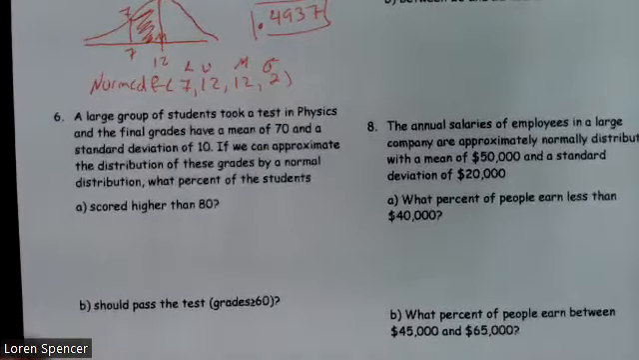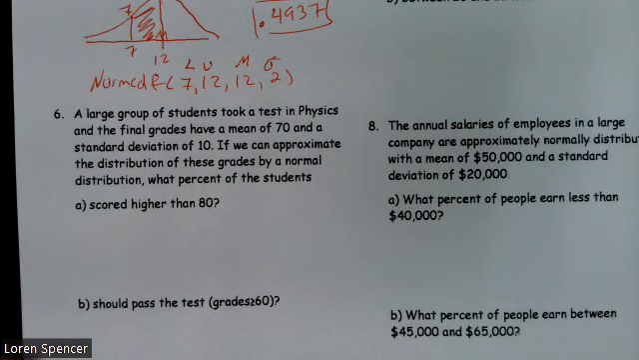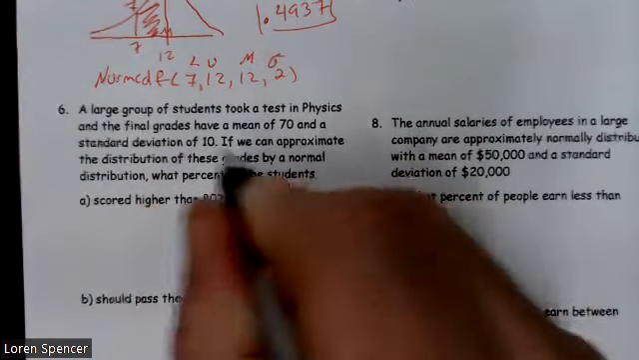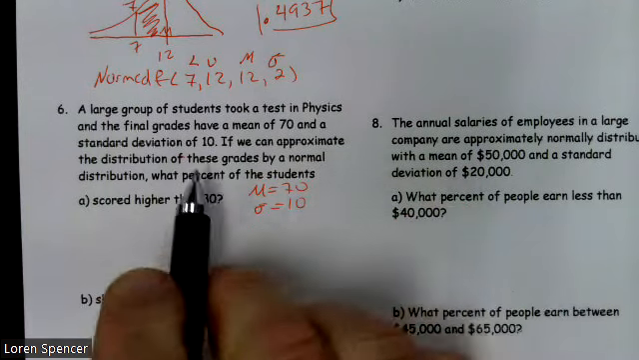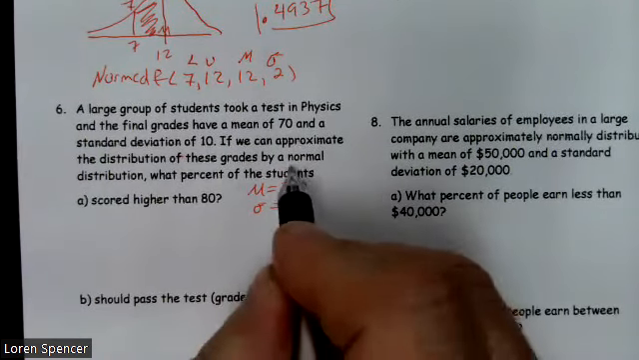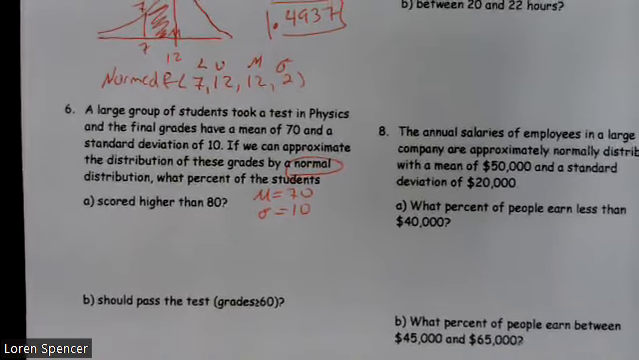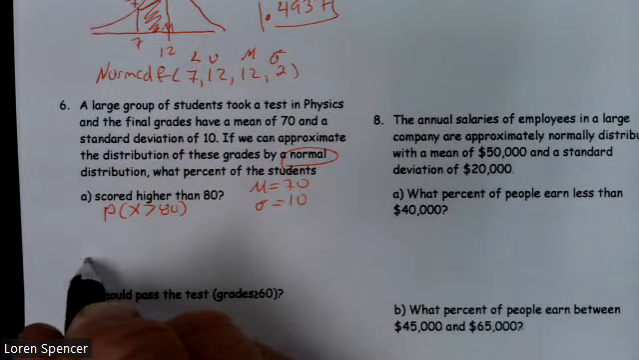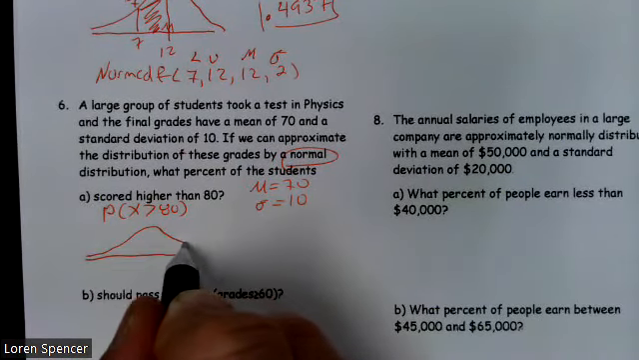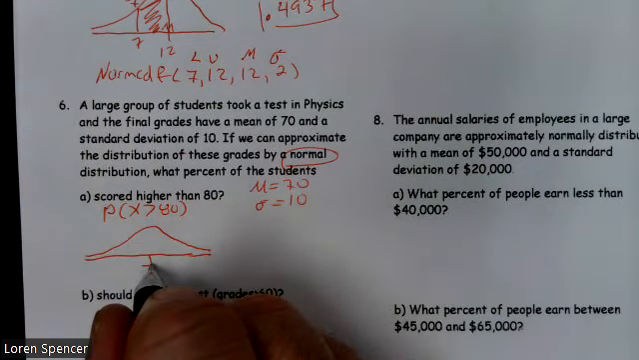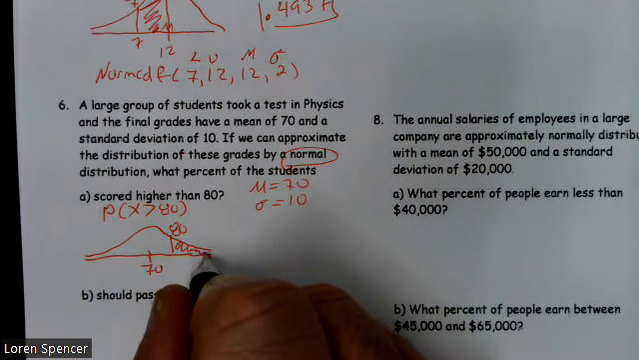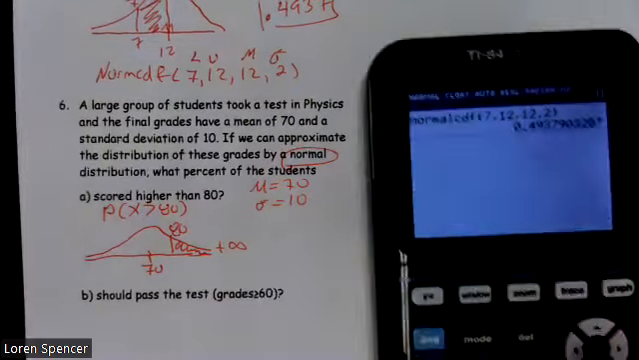All right. We're looking at number 6. A large group of students took a test in physics and the final grades have a mean of 70 and a standard deviation of 10. If we can approximate these grades by a normal, okay, they're saying we can use a normal. What percent of the students scored higher than an 80? So we want the probability that X is greater than 80. So in this case, our mean is 70, but we want 80 and above.